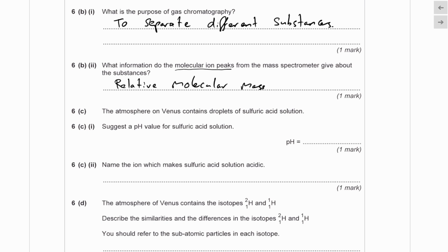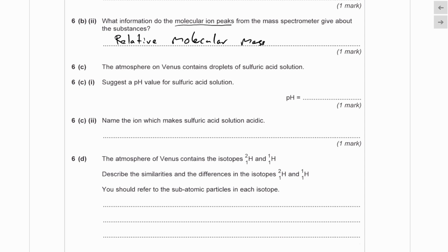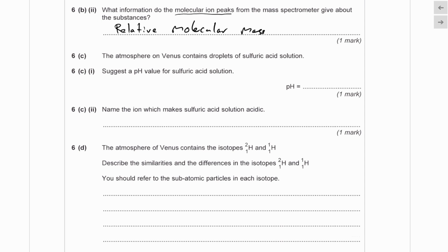Alright, C. It says the atmosphere on Venus contains droplets of sulfuric acid solution. Now it says suggest a pH value for sulfuric acid solution. Now that would obviously depend on the concentration of the sulfuric acid. Important is that you say it's below 7 because 7 is neutral and acid has a pH below 7. I'm going to say something like 2 because sulfuric acid is strong, but if it was a dilute solution then it might not be a really, really low pH, so I'll just say 2. That'll be fine. Name the ion which makes sulfuric acid solution acidic, and that is the hydrogen ion. Okay, so hydrogen ion, and I'm also going to write H+.